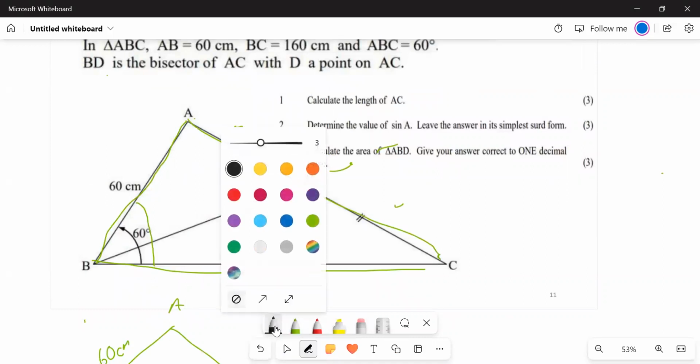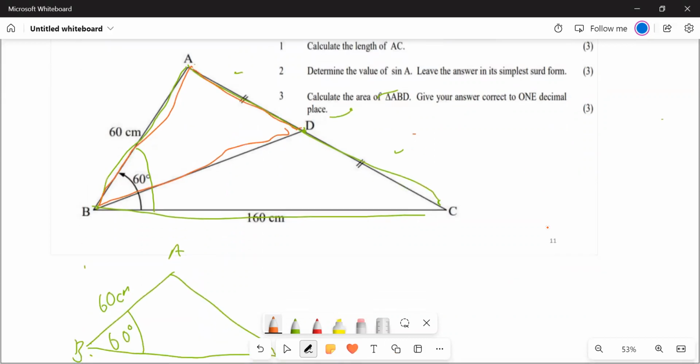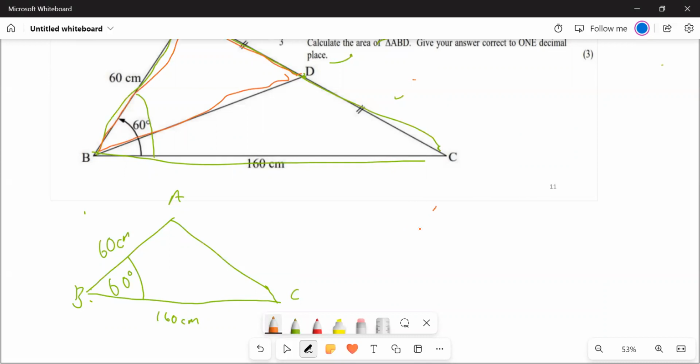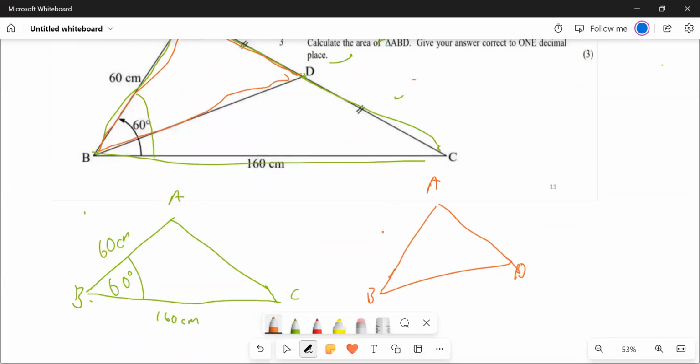Give me the other triangle that you see here. So let's go to ABD. We have A, we have B, we have D, something like this. Let's take it out now. Here you have A, here you have B, and here you have D. Now give me the information on this diagram. What do you have here? You have this one here, it's 60 centimeters.